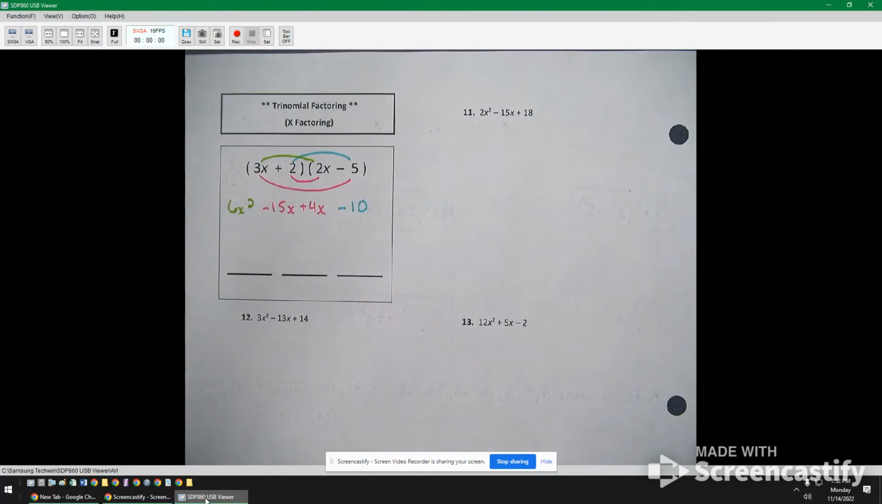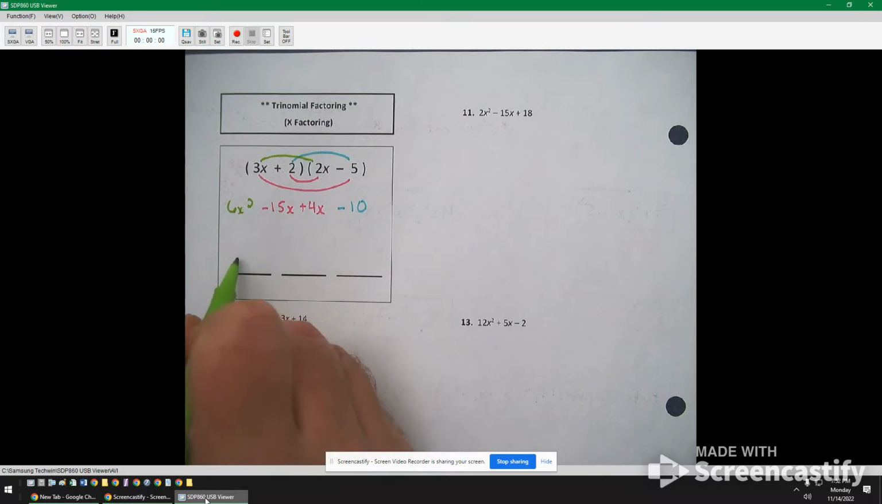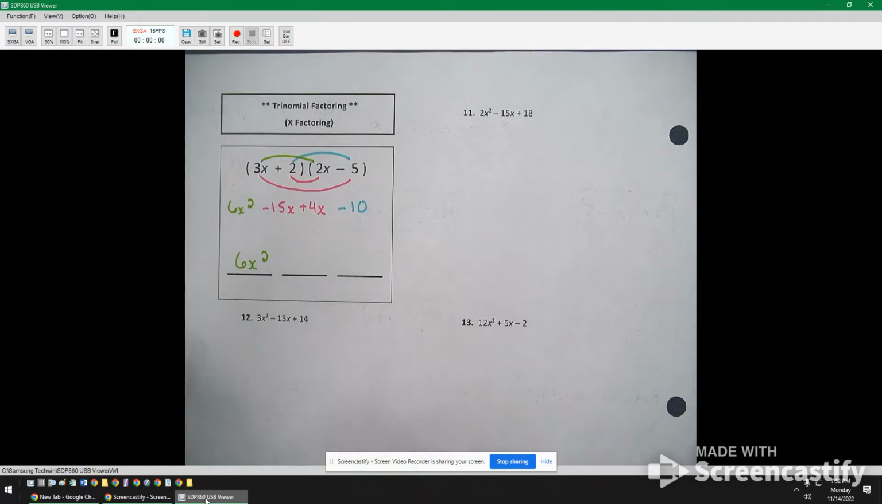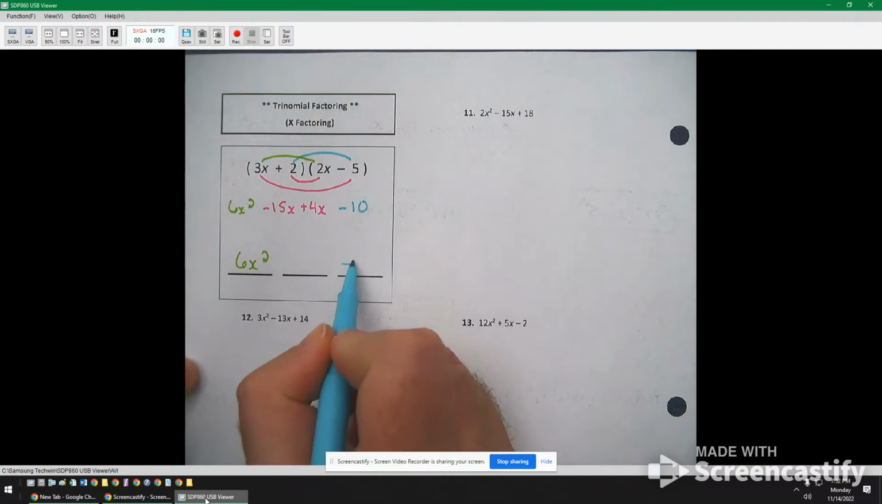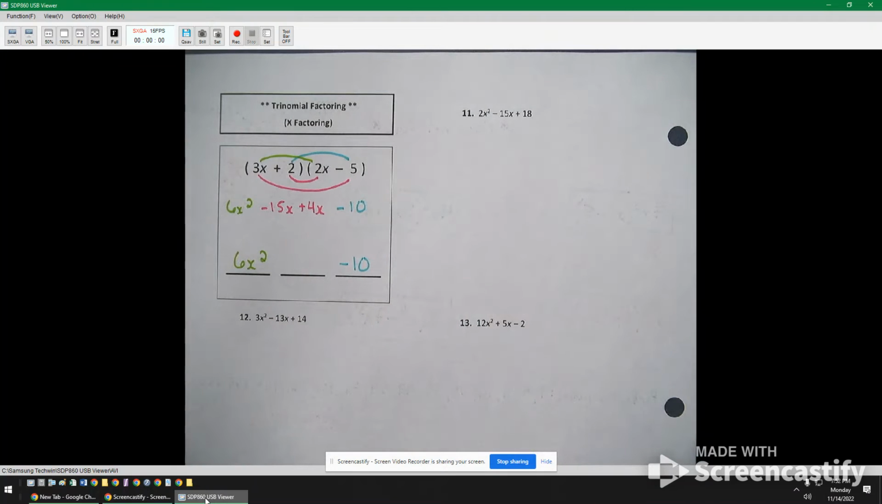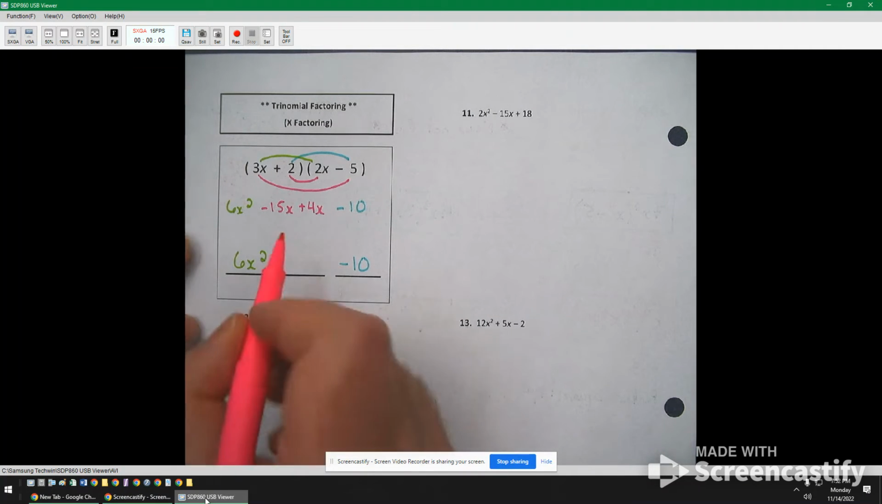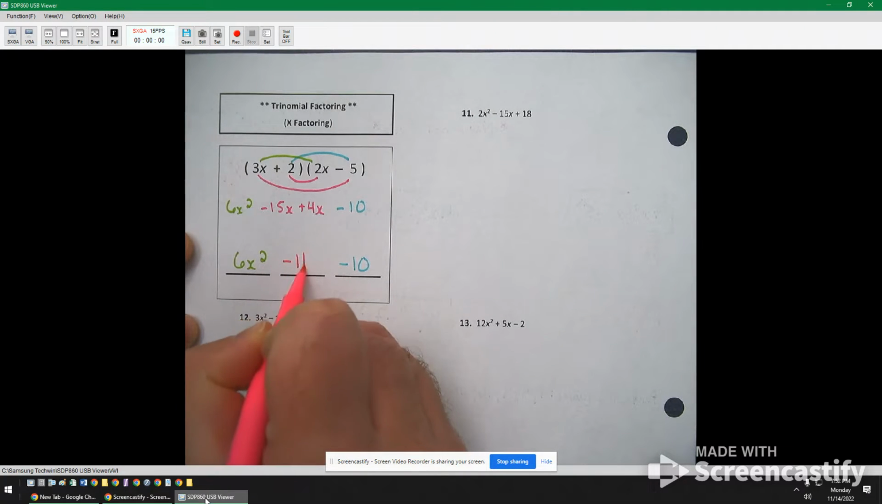If we combine like terms, there is nobody like the 6x squared, so that's the only term. There is nobody like the negative 10, that's a constant that doesn't have a variable at the end. And in the middle, we can combine the negative 15x and the 4x, that would be negative 11x, or subtract 11x.